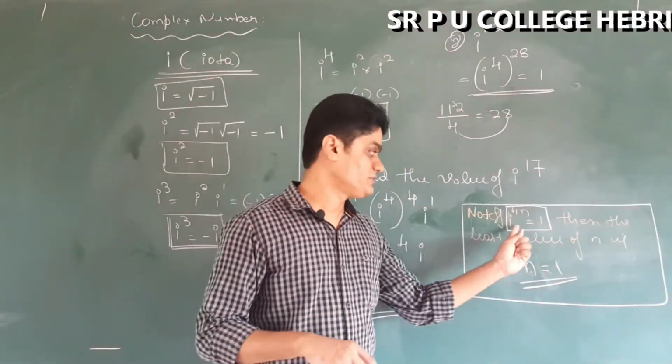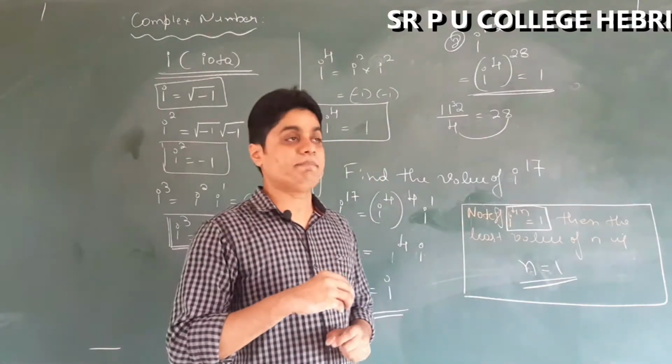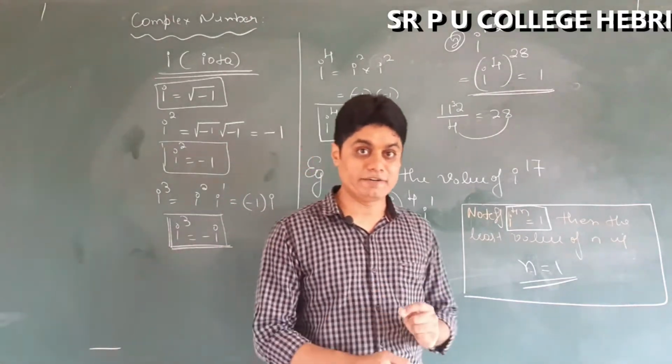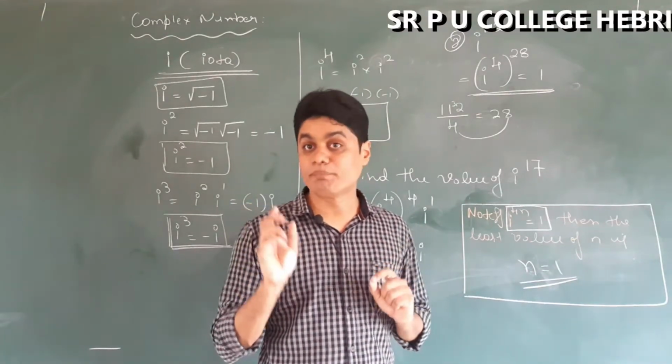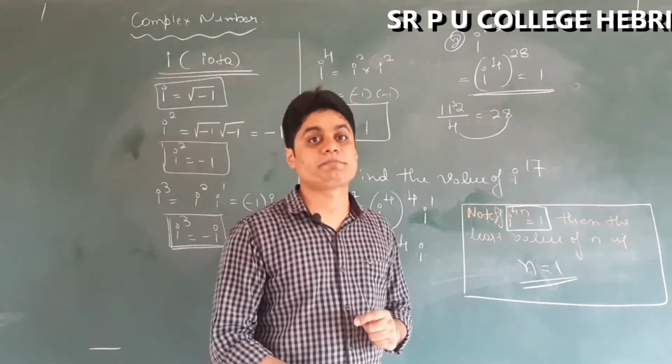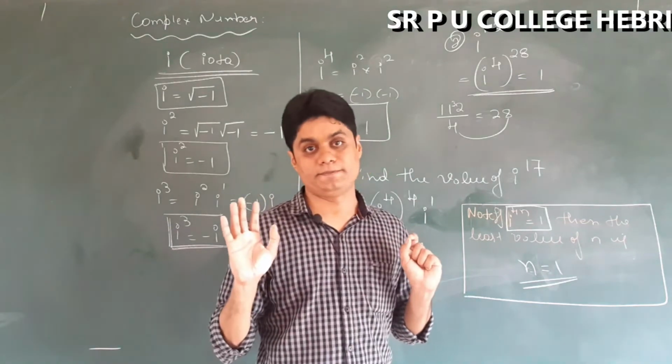So this gives one more piece of information. If the power of i is a multiple of 4, remember always it is equal to 1. If the power of i is a multiple of 4, that expression is 100% equal to 1. Is it understood?